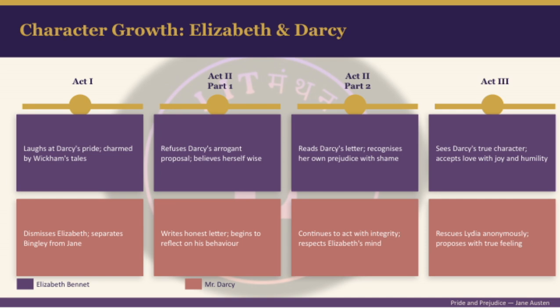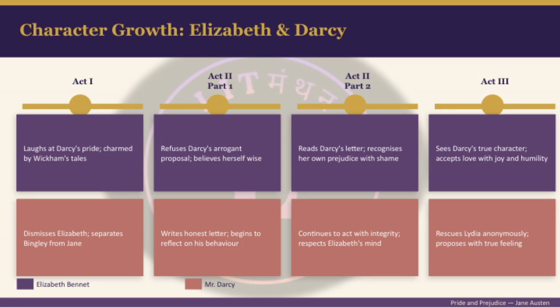At the same time, Darcy's pride is evident, but he begins to be charmed by Elizabeth's wit and spirit. In Act II, Part 2, Darcy starts to reflect more honestly, writing a sincere letter that reveals his true character and makes Elizabeth realize her own prejudices, which she accepts with some shame. Then, in Act III, Darcy continues to act with integrity, respecting Elizabeth's intelligence and feelings. He rescues Lydia anonymously and proposes to her with genuine emotion, showing his growth.